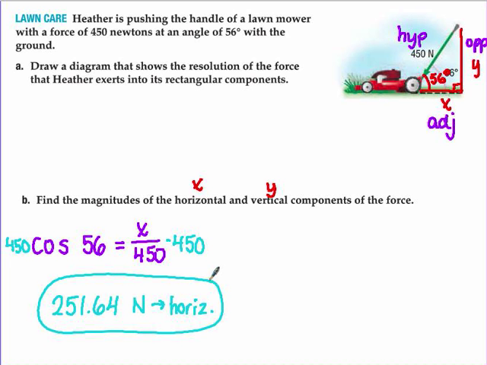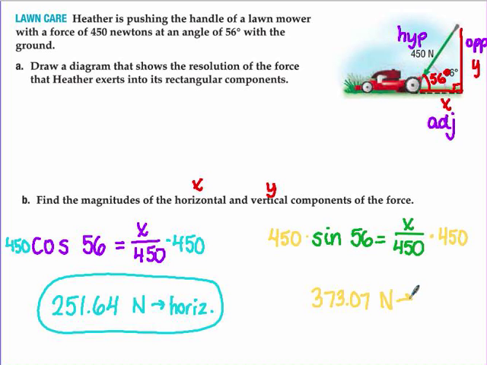Now I've got to find the vertical. How can I find the vertical? Sine. Yep. So sine of 56 equals y over 450. To solve that, I'm going to multiply both sides by 450. 373.07. The label will be newtons. And that is my vertical component.